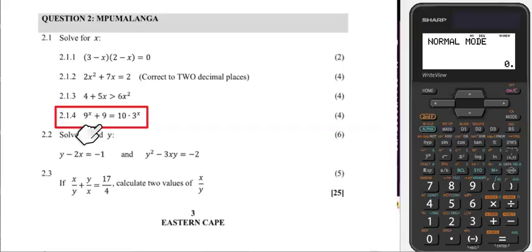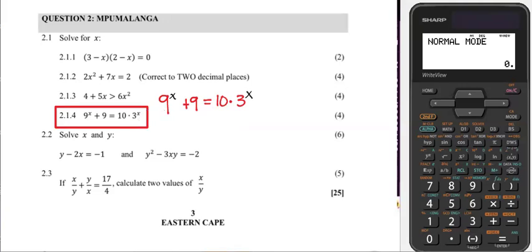All right, so this is exponents, exponential. Everything that has the exponent of a variable: you've got 9 to the exponent of x, plus 9, and then equals 10 multiplied by 3 to the exponent of x. So the 3 is fine. The 9 we know can be written as 3 squared.